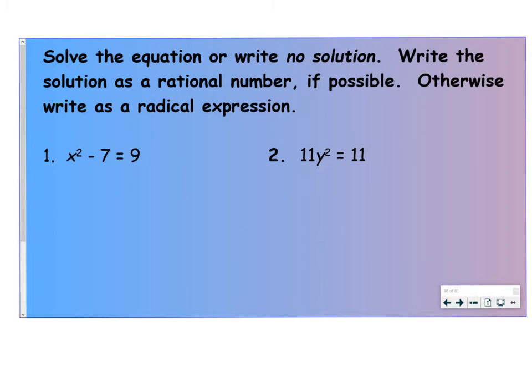So what we're going to do here is we're going to solve these. Solve the equation or write no solution. Write the solution as a radical number if possible. Otherwise write as a radical expression. So if we're going to solve this, we need to isolate and we need to get x by itself. So the first thing I'm going to do is, how do I get rid of negative 7? We're going to do the inverse. We're going to add 7. Add 7 here, add 7 here. That's going to give me x squared is equal to 16. Then we're going to take the square root of both sides. X is equal to 4.